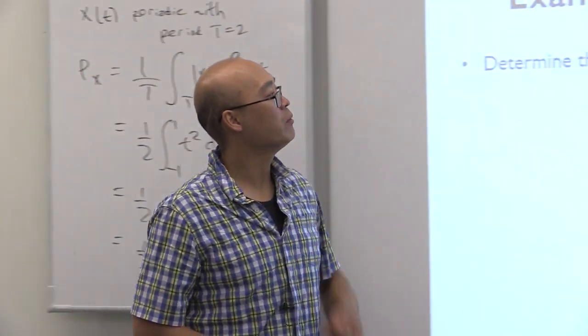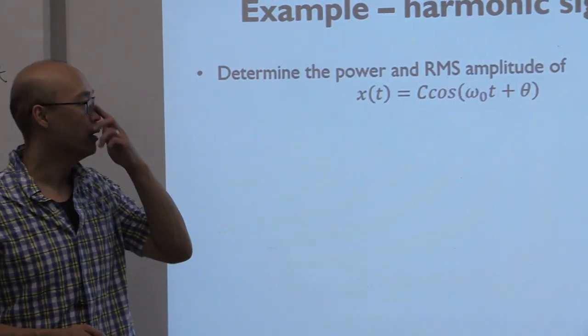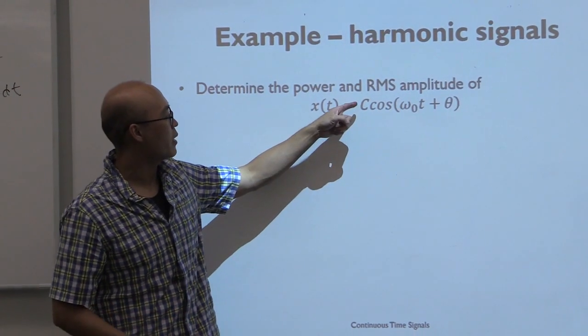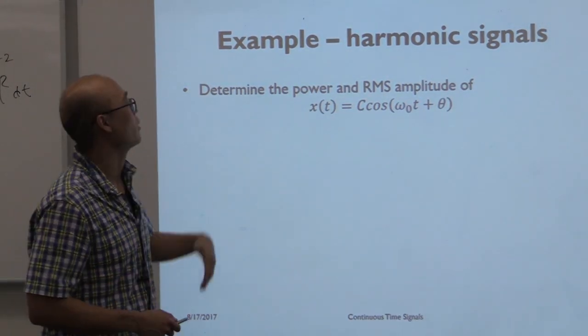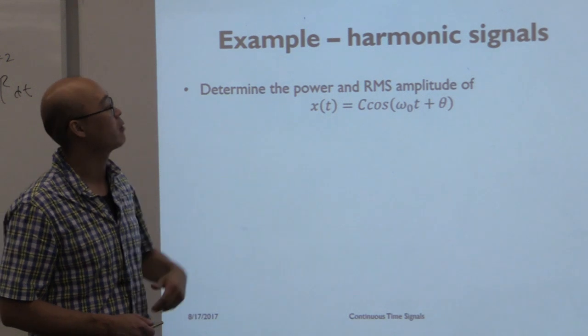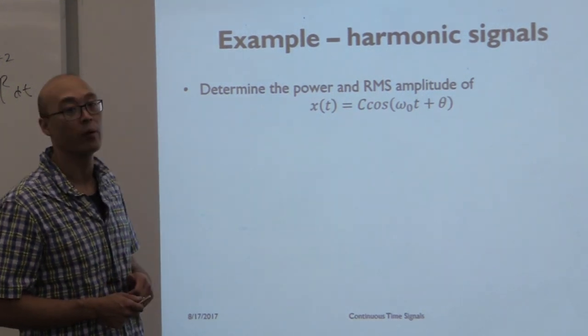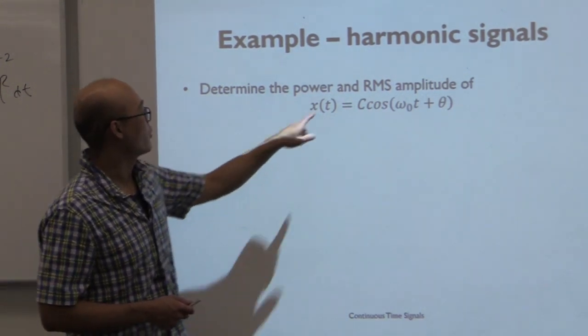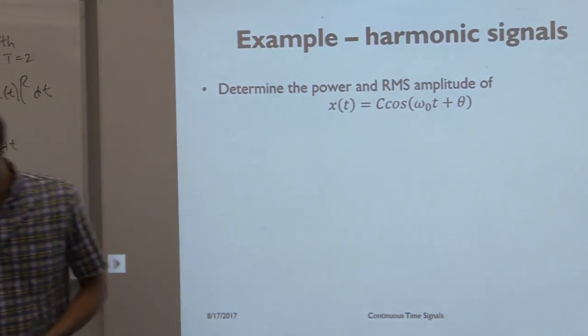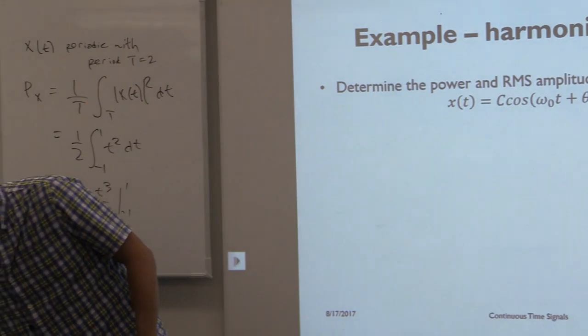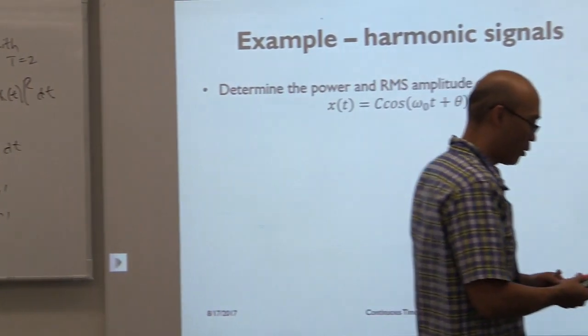As another example, let's consider a harmonic signal. A harmonic signal in this case is given by c cosine(omega naught t plus theta). It's actually a periodic signal, so I can make use of the power and hence calculate also the RMS value for the signal x of t. So we have an amplitude c, the frequency omega naught, and some phase term.